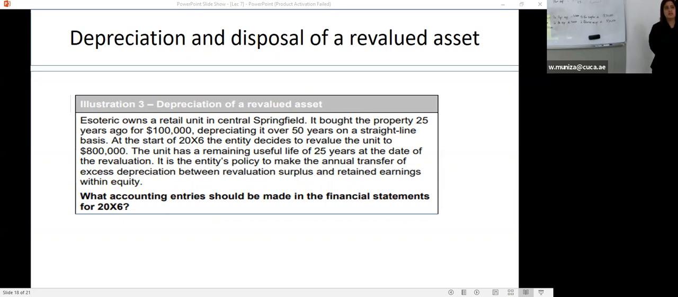IAS 16 is going to be tested in the exam. It's very important. In all the 3 papers of financial reporting, it is going to be examined. It's important.